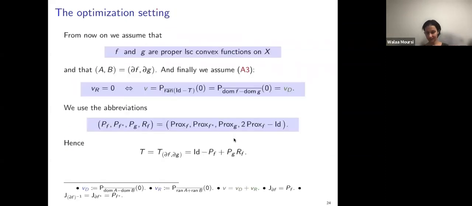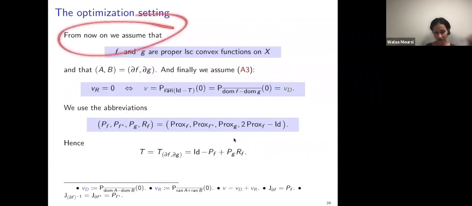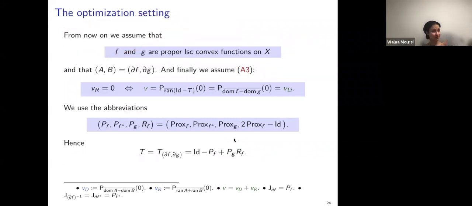So right now, no longer operators, I'll drop to optimization settings. So from now on, we are going to assume that F and G are proper lower semi-continuous convex functions and set A and B to be the subdifferentials of F and G. And the last assumption, and again, the last assumption justifies itself by what I just talked about. So assumption 3 assumes that VR equals 0.